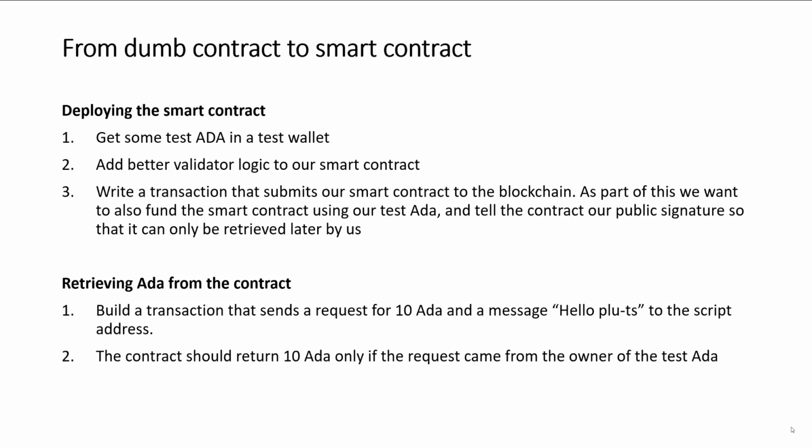Then we want to actually try and use this smart contract as an ordinary person. So we're going to build a separate transaction that will send a request for 10 ADA and a message, hello Plu-Ts, which is part of the validator logic that we'll look at. But essentially, if that request, that transaction that was constructed was coming from us and it had the right message, in this case, hello Plu-Ts, then it will give us 10 ADA. That is the end goal here.